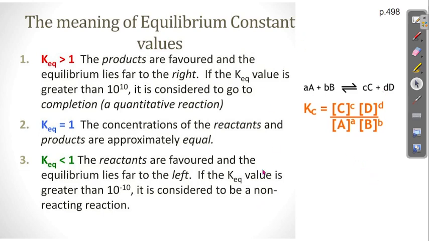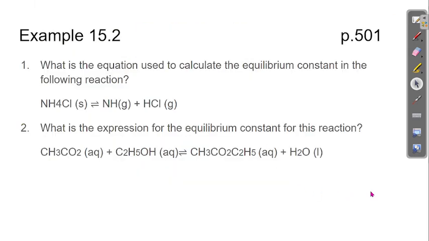So you need to know this because you're going to apply it in a minute. You need to know what it means if a constant is bigger than 1, equal to 1, or less than 1, and how to apply it to reactions. What do I mean? Page 501, example 15.2. What is the equation used to calculate the equilibrium constant in the following reaction? And then what is the expression for the equilibrium constant for this reaction? So we're not yet applying what we just learned. It's just one extra step.